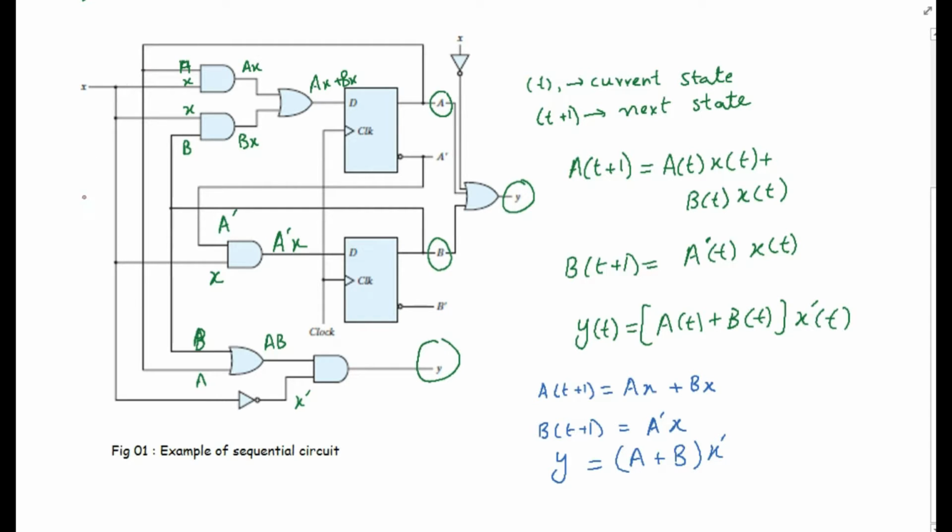The example of a Mealy model can be given as here. We can see that this model uses D flip-flops to define the internal states of the circuit. Here the output Y is the function of the internal state A(t) of the first flip-flop, B(t) of the second flip-flop, and also the complement of the input. So this model can be referred as the Mealy model of the sequential circuit.